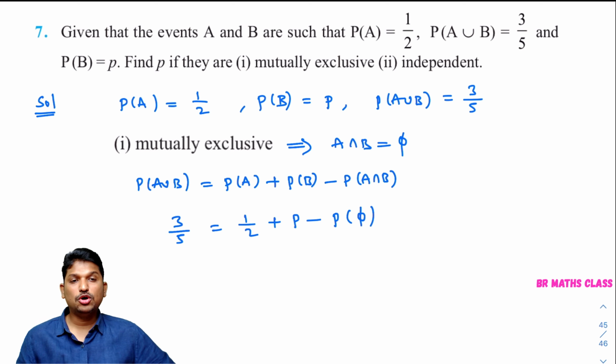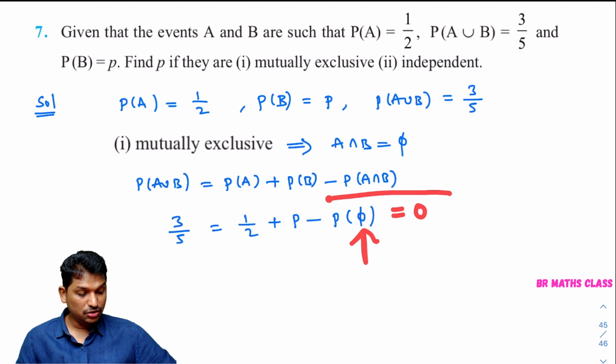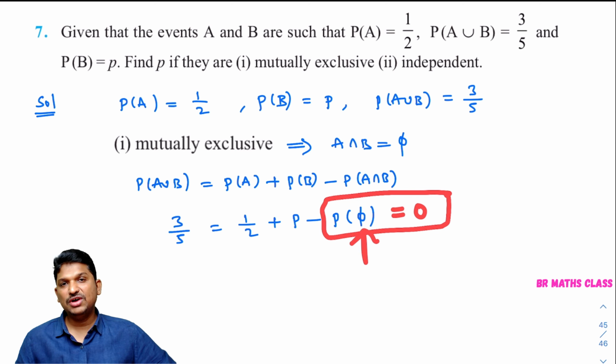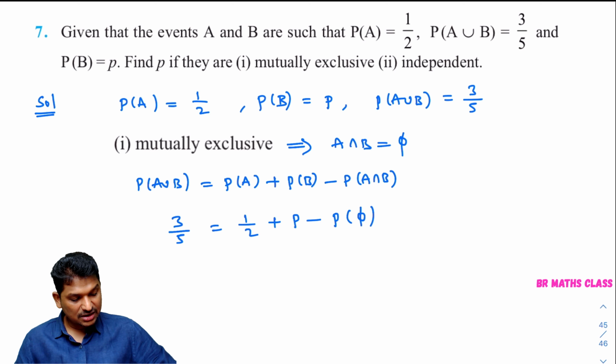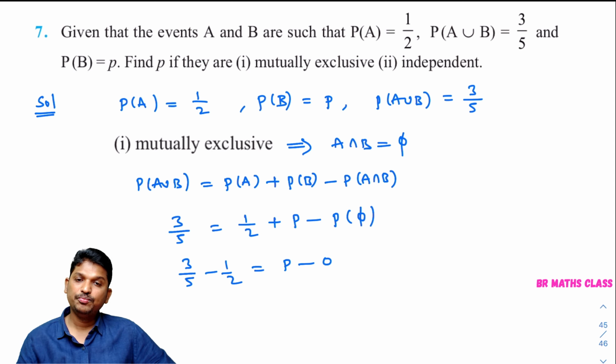We know that in probability, an impossible event is denoted by the null set. What is the probability of an impossible event? It is 0. Probability of a sure event is 1. We know these things, right? So here I can write, taking 1 by 2 to this side, 3 by 5 minus 1 by 2 equals P minus the probability of the impossible event, which is 0.